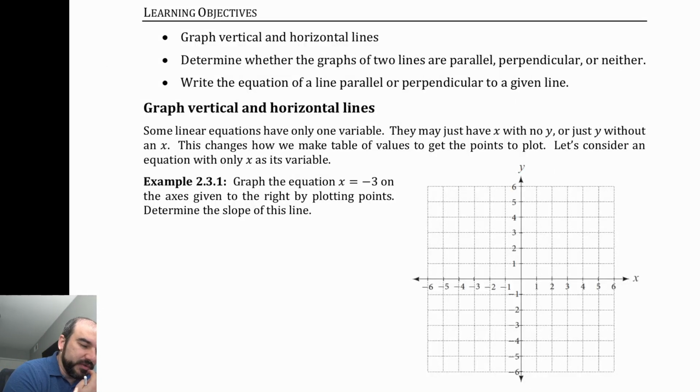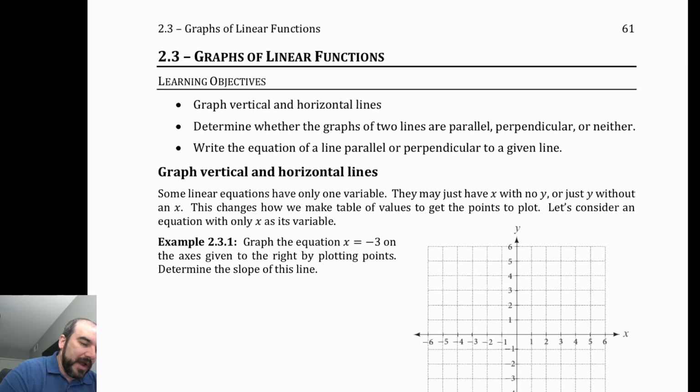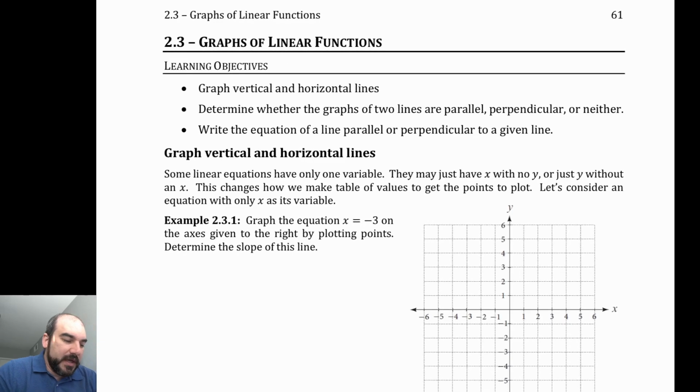Today we're going to look at graphs of linear functions, and then once we know how to graph linear functions, we'll talk about how to write equations of functions given certain characteristics of them. So first we're going to talk about how we can graph vertical and horizontal lines, which have very distinct equation types. I actually won't spend too much time on that one.